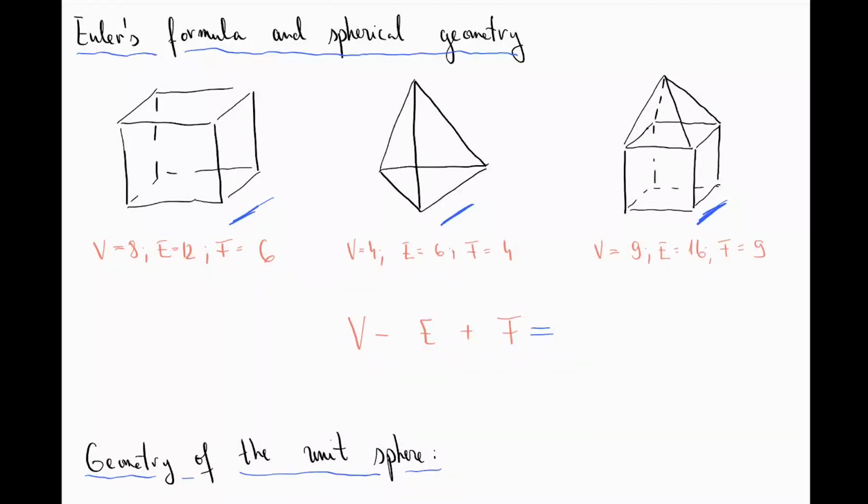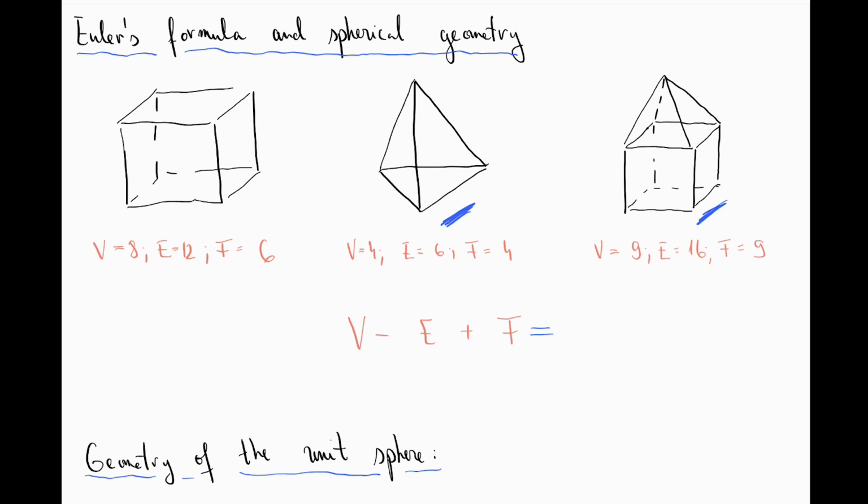So today I'm going to explain Euler's formula, and I'm going to give a really cool argument using spherical geometry. Okay, so what's Euler's formula about? Well, you take any convex polyhedron, right? For example, that could be the cube over here, right?